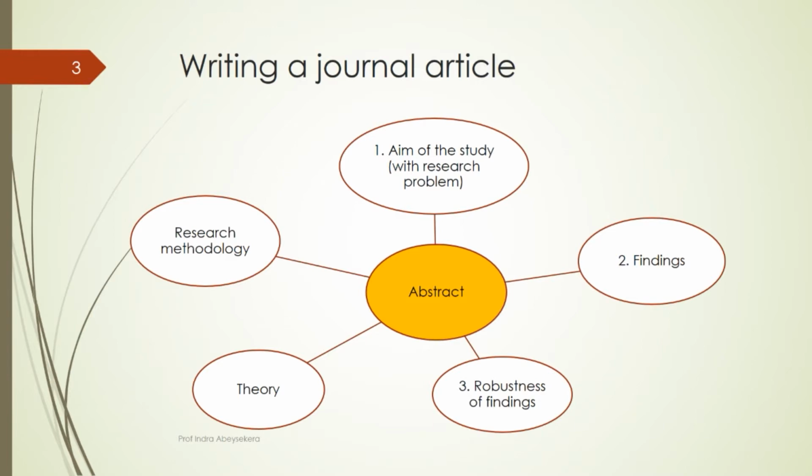In the abstract, it starts with the aim of the study. Then it states the findings. Then it shows the robustness of findings with the additional analysis undertaken. And some journal articles will also include research methodology and theory in the abstract.